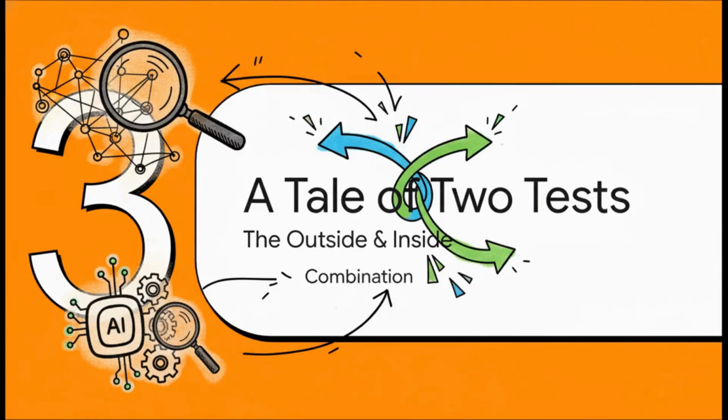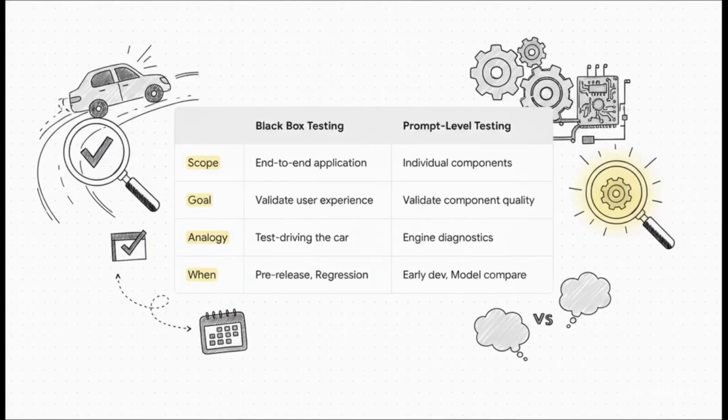But this isn't about one versus the other. The real power here comes when you combine them. This table really breaks it all down. Black box testing looks at the whole end-to-end application. Its goal is to validate that user experience and functionality. You'll use this for pre-release checks and for your big regression testing suites.